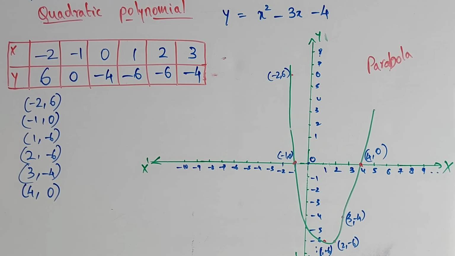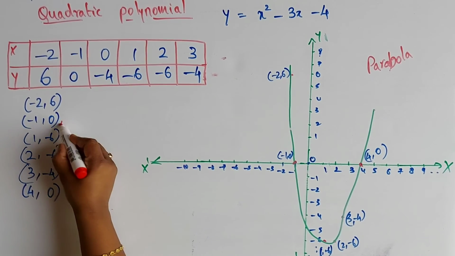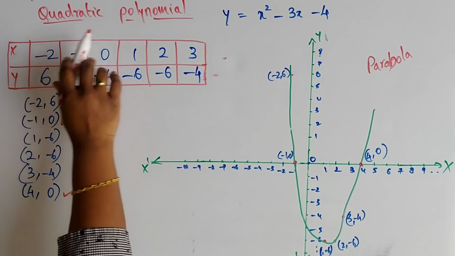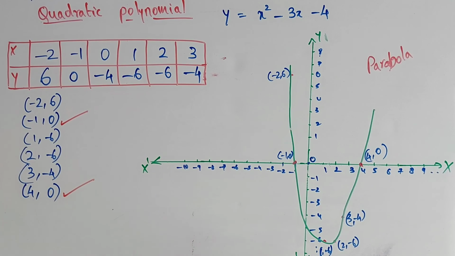Correct, children? One is x equal to -1, that is (-1, 0). Another one is (4, 0), that is x equal to 4. Here there are 2 zeros of the polynomial, children. This is the graphical representation of a quadratic polynomial, children. The shape is a parabola.